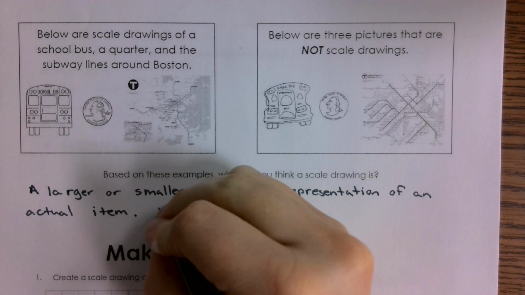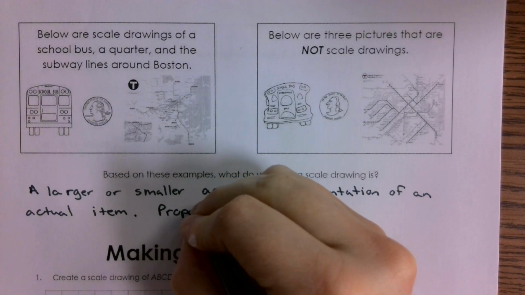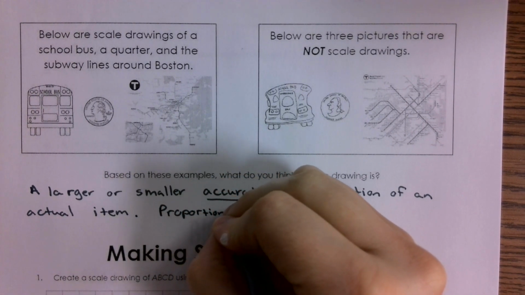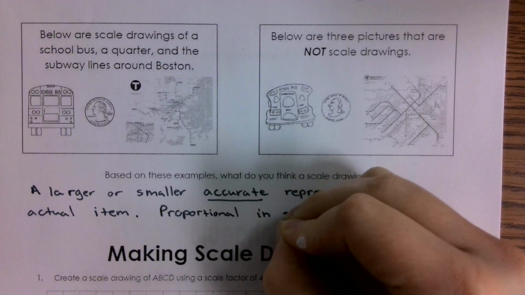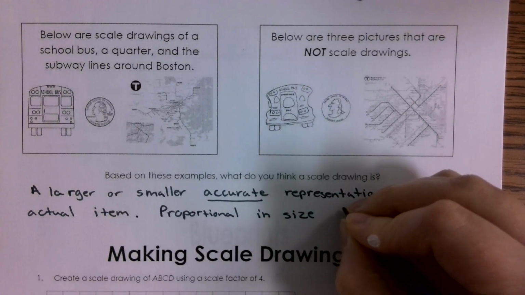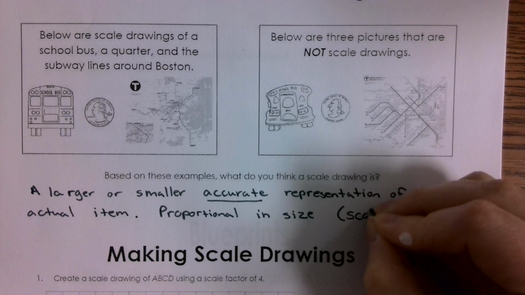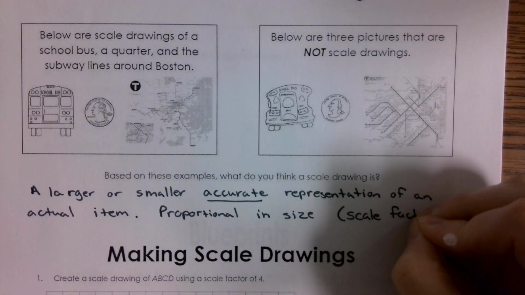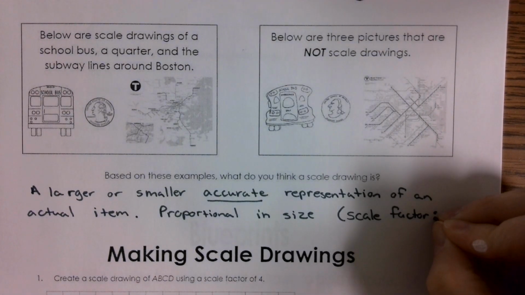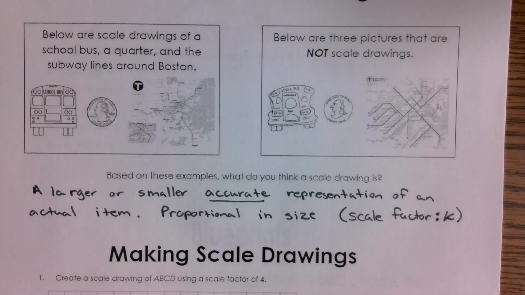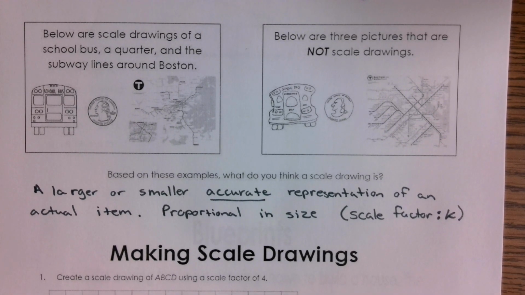It needs to be proportional in size. So that means that you've got that scale factor. Remember we talked about scale factors in the last unit? Scale factor, aka the K factor. Okay, we called it that K factor. It's a factor that you are multiplying by. Okay, so scale factor means that you're creating this proportional relationship.